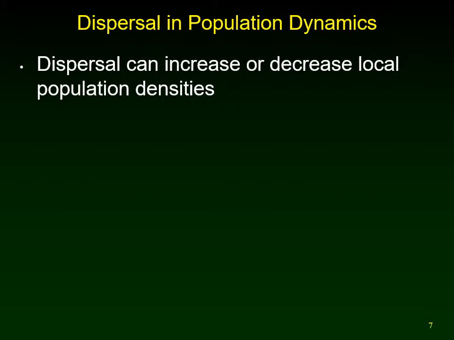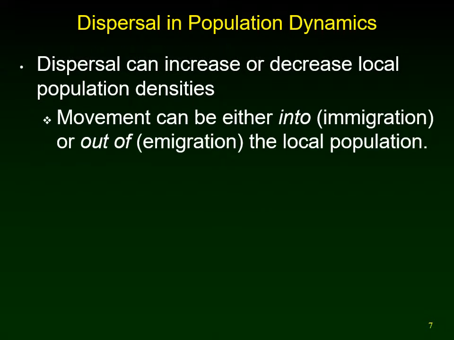So dispersal can increase or decrease local population densities, and so species can either move into or out of an area. If a species moves into an area, that's called immigration with an I. As species move out of an area into a new area, that's called emigration with an E. So into an area with an I, out of an area with an E.